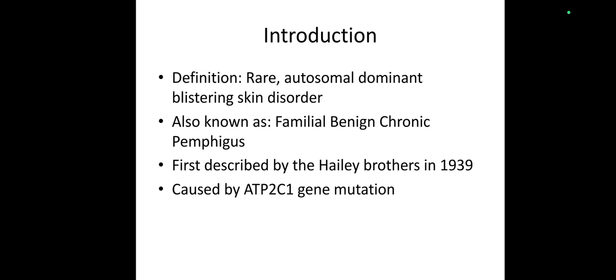Introduction. By definition, it is a rare autosomal dominant blistering skin disorder, also known as familial benign chronic pemphigus. It was first described by the Hailey brothers in 1939, caused by ATP2C1 gene mutation.